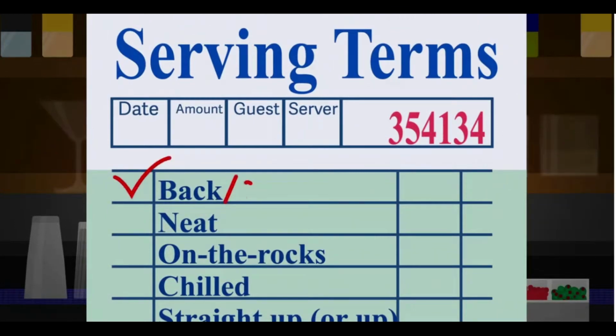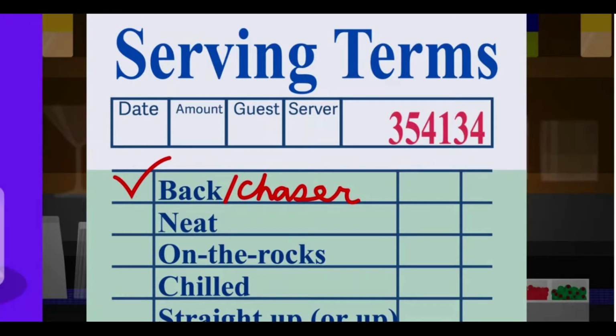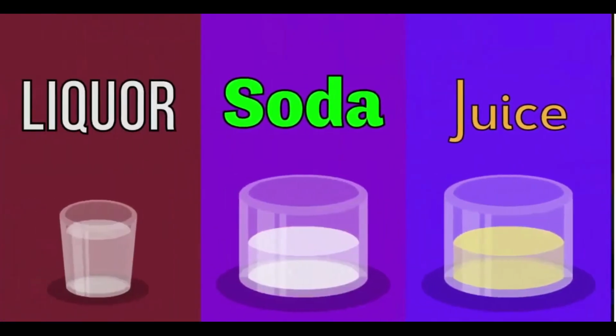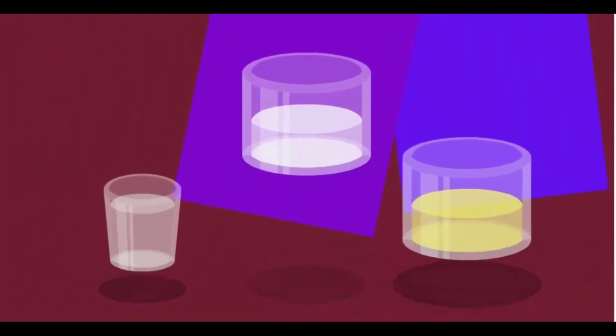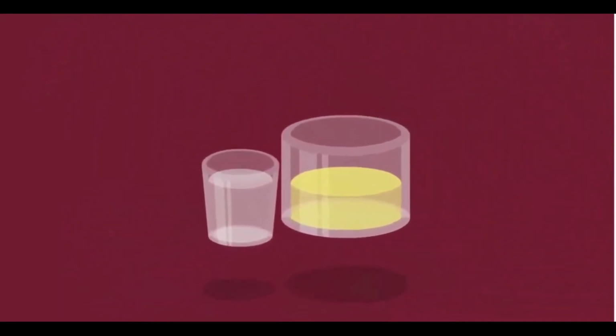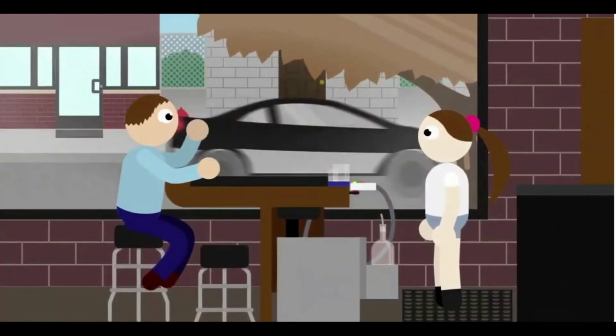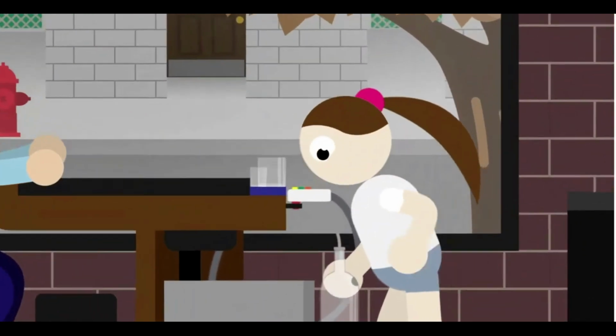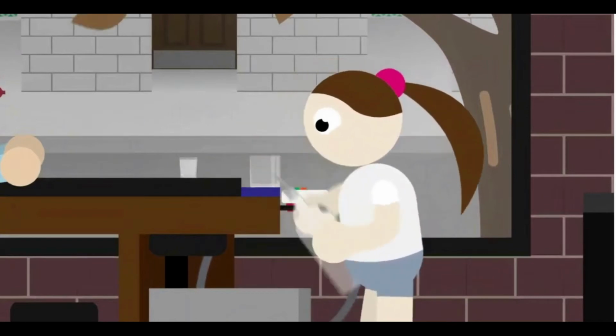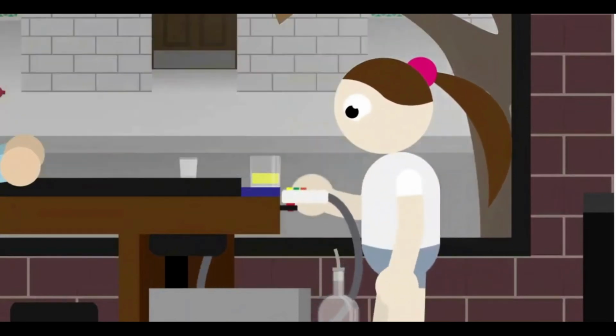A back is another word for chaser, and if you don't know what a chaser is, it's a drink, typically juice or soda, taken after a strong alcoholic one. People typically drink these backs or chasers to reduce the harsh taste after consuming a straight liquor shot. For example, a customer might ask, "Let me get a shot of rum with the pineapple back." In that case, you would serve the rum with a splash of pineapple juice in a cup on the side.